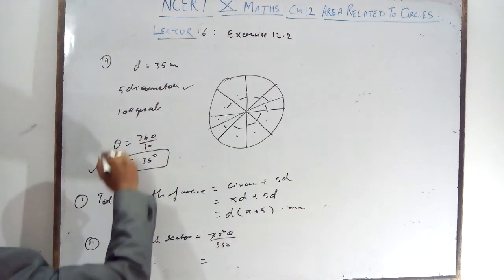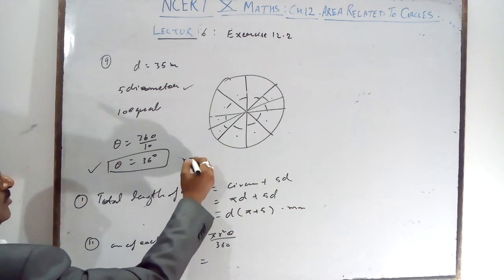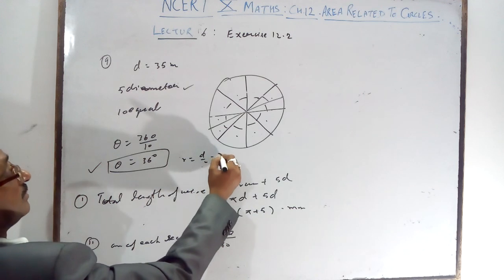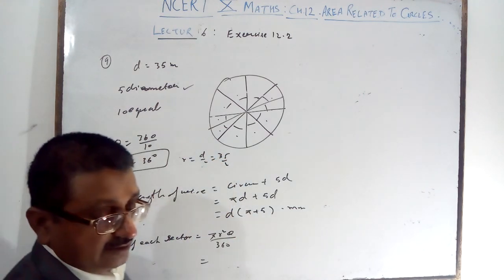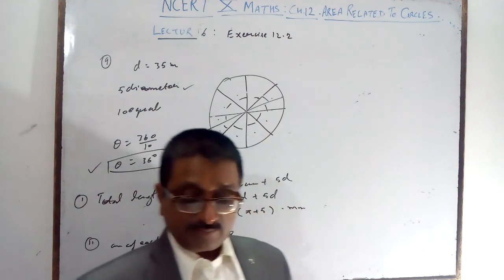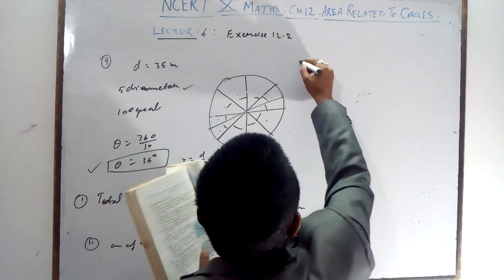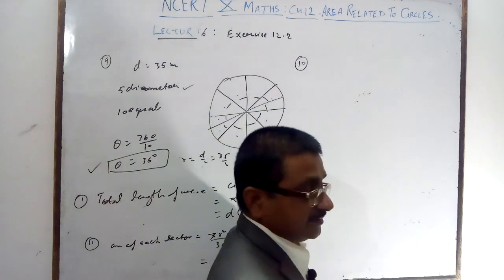So the radius is equal to d by 2, that is 35 by 2, which you write down here. Solve it and you get the area of one sector. Now question number 10 is given. What is question number 10?